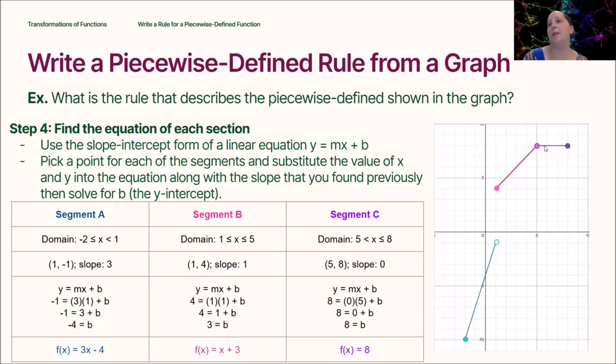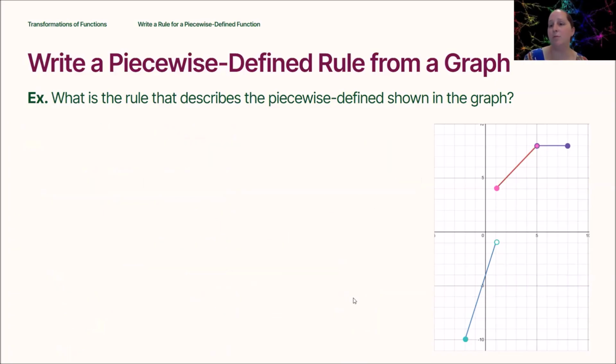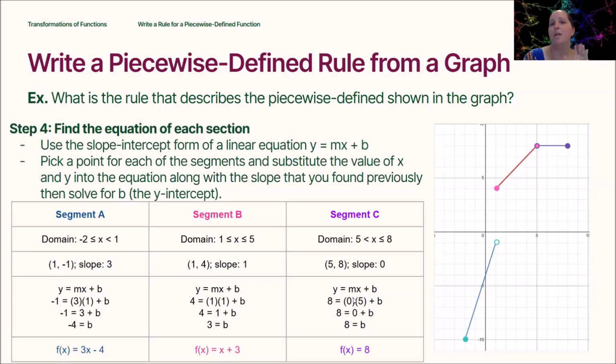My slope is 0 for my purple line. So I'm going to, again, pick points. I picked 5, 8. You could pick 8, 8. You could pick 7, 8. It doesn't matter as long as it's on that line. I substituted the values in for x and for y, and I solved. b gave me 8, which is where it's going to cross over the y-axis. So now I have my equations for my blue, my red, and my purple.